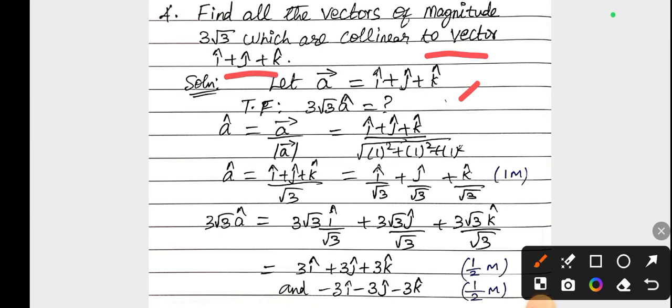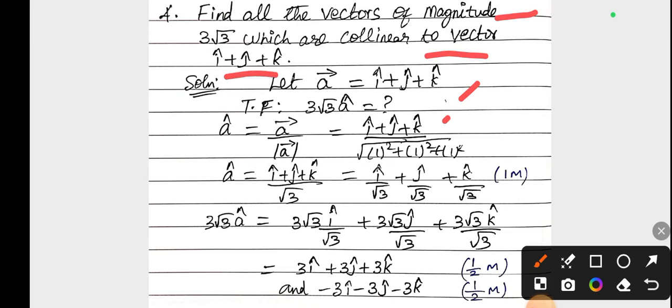Then we want to find 3 root 3 A cap. 3 root 3, okay, magnitude they have given. Why A cap? Like that, if you're asking, they are saying which are collinear. How unit vector we will just consider as A cap. The same way, collinear we have to make like this. So I'm just making it as A cap: A vector by magnitude of A vector.